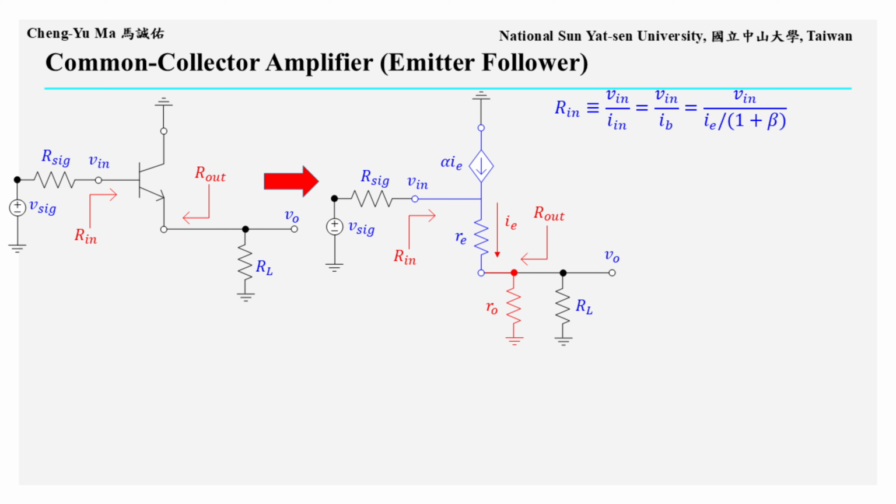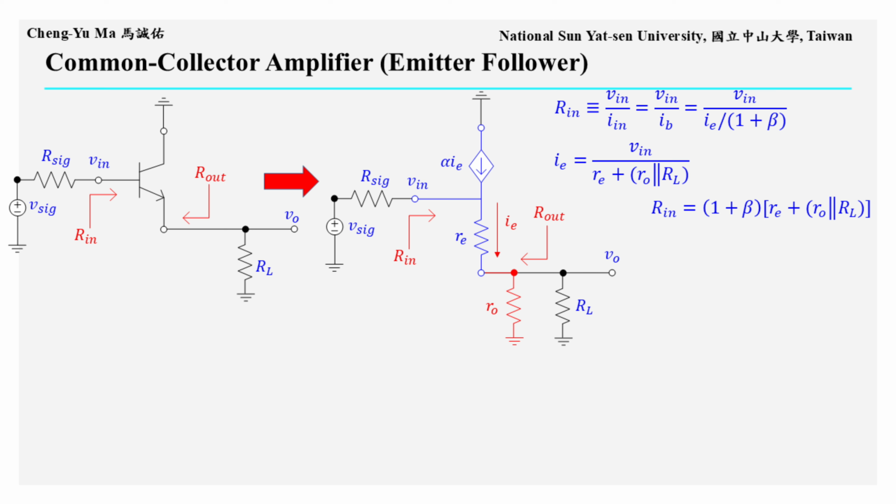Since the input terminal is the base, Iin equals the base current IB, and IB equals IE divided by 1 plus beta. The emitter current IE is equal to Vin divided by the series combination of Re and the parallel combination of Ro and RL. Substituting this into the expression for Rin gives Rin equals 1 plus beta, multiplied by the quantity Re plus Ro in parallel with RL. This is exactly the resistance reflection rule. The emitter side resistance is reflected to the base side by multiplying it by 1 plus beta.